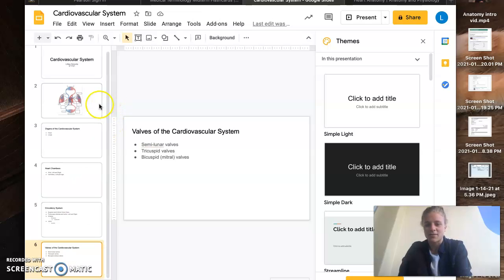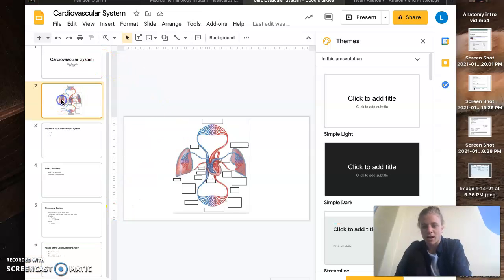Finally, we have the valves of the cardiovascular system. The purpose of a valve is that it can only open one way. I can't really show that with my hands, but it can only open up one way. It can't go back. So it is only a one-way street with these valves. The semilunar valves are the valves at the openings that lead to the pulmonary trunk and the aorta. Again, these are one-way valves, so the blood can only flow one way.